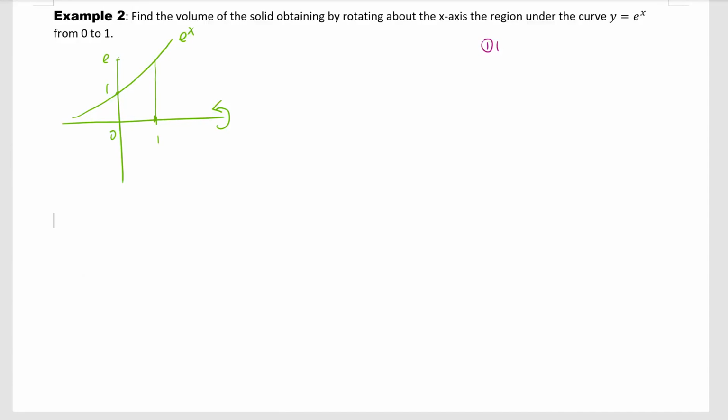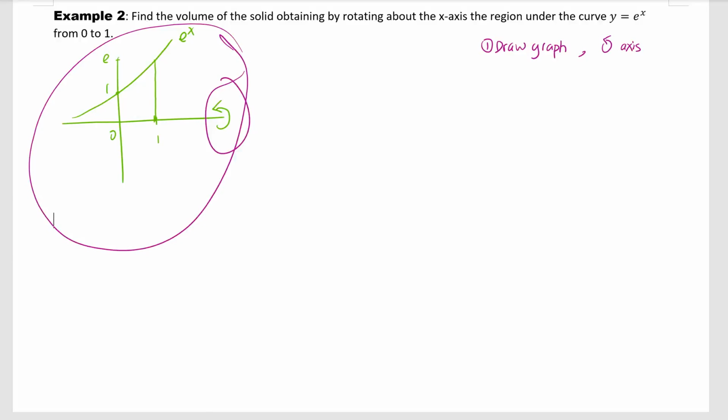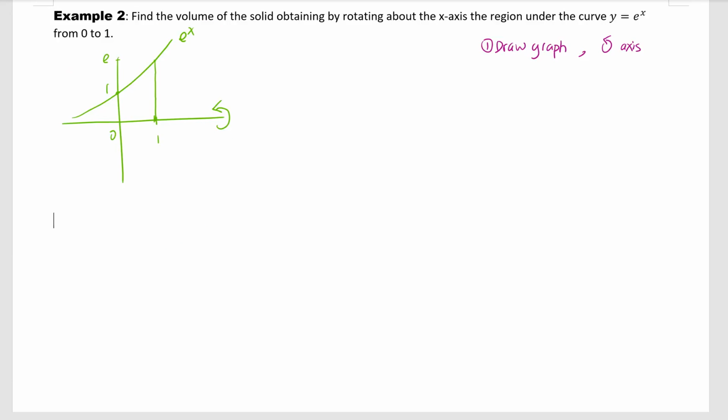First, we're gonna draw the graph. And we also want to know which axis we want to rotate. What is the rotation axis? So here we draw the graph, and we know we're gonna rotate about the x-axis. Okay, this is the first step.